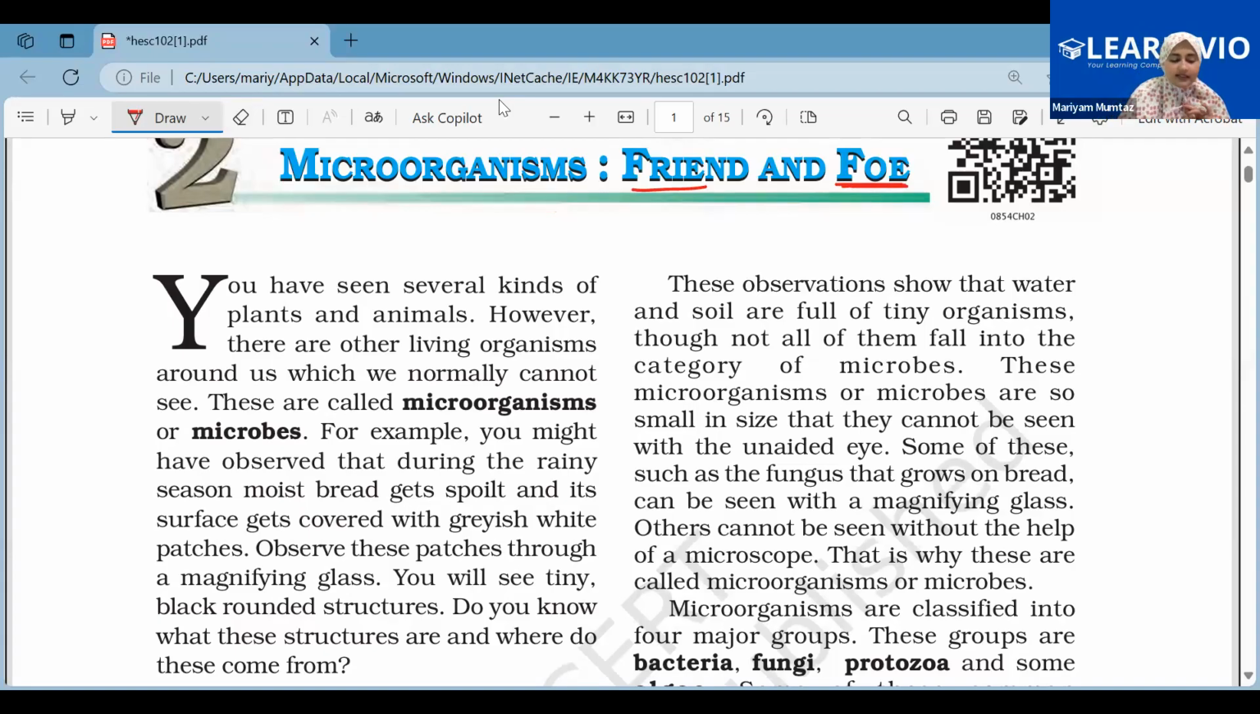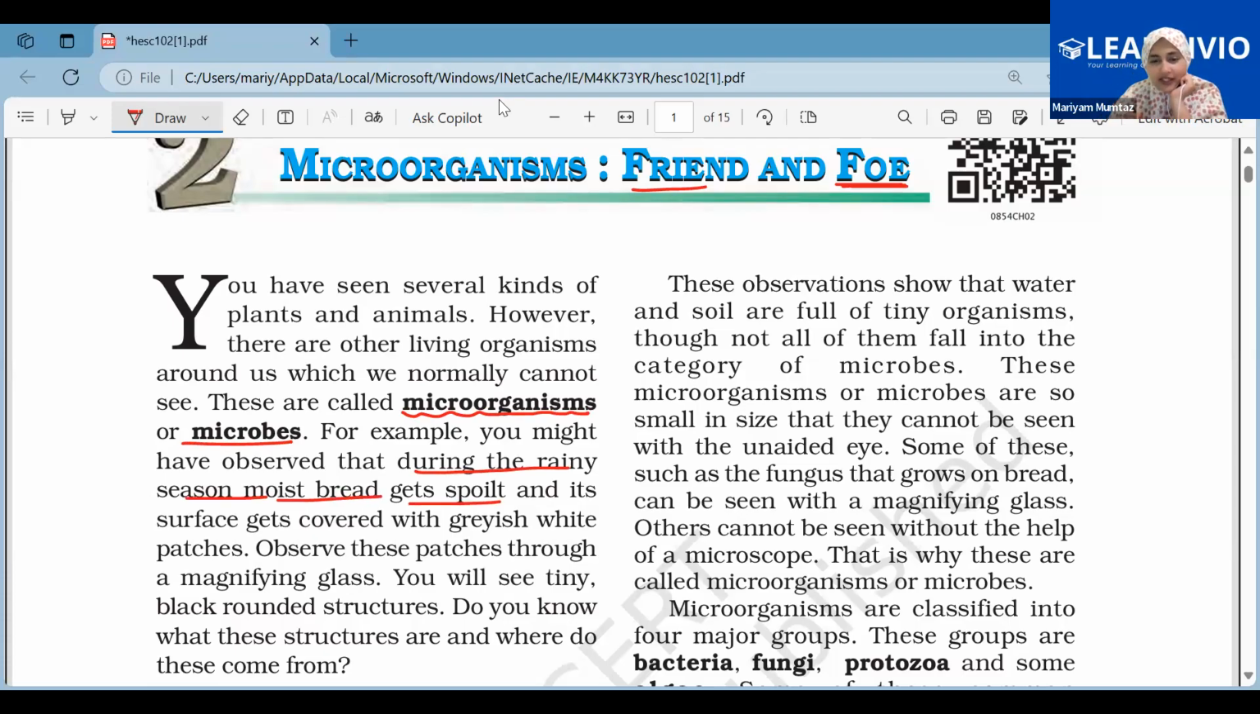Now those organisms which we cannot see with our naked eyes, we call microorganisms, or the other name for them is microbes. They're so tiny that what is the instrument used to see them? Tell me. Magnifying glass. Oh, microscope, sorry. Microscope. Yes.